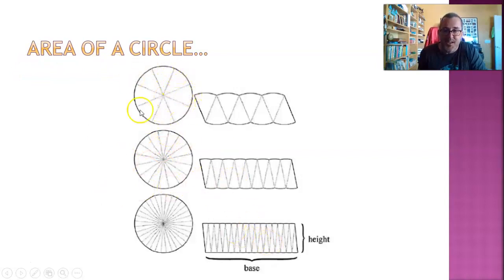Now, I wanted to show you this image just so you could see why we're talking about rectangles. The more slices you have, the skinnier the slices would be. And as you reorganize them into this rectangular shape, we can sort of turn a circle into a rectangle. And the area of a rectangle is the base times the height. The base is half the circumference. The height is the radius.